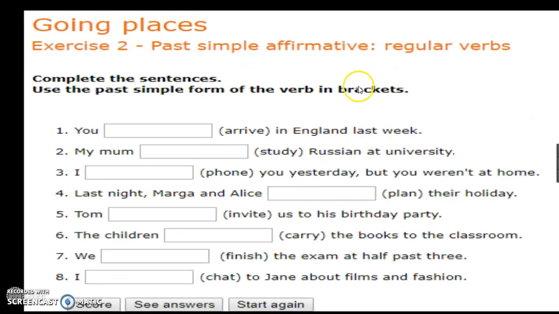Okay, let's continue. Exercise 2. The students complete the sentences using the past simple form of the verb in brackets. They can write the verb in past and complete the sentences. And they can check the scores and the level of the lesson.